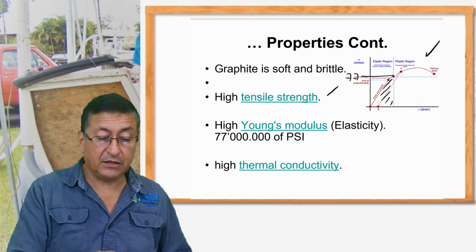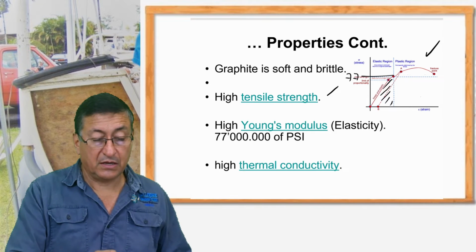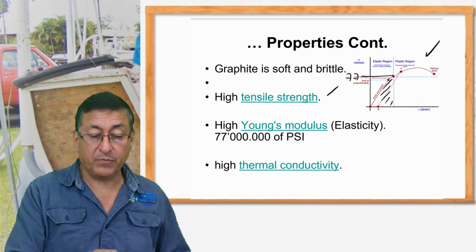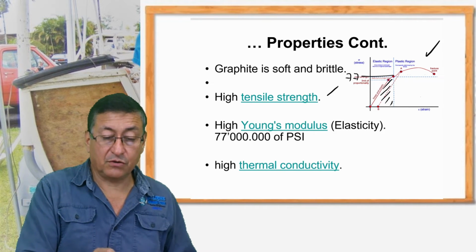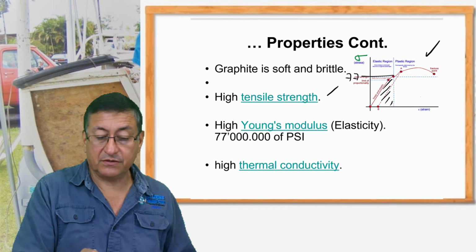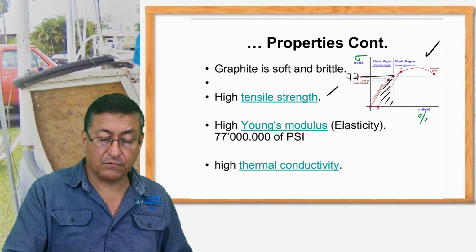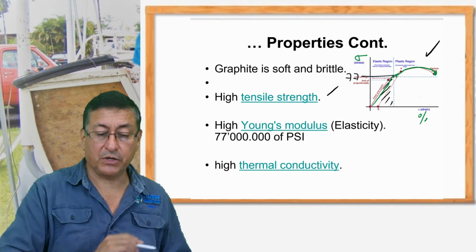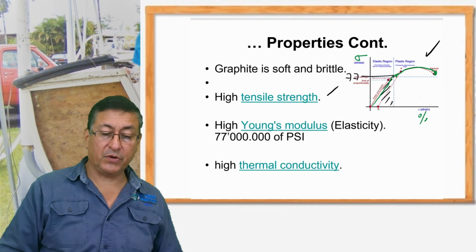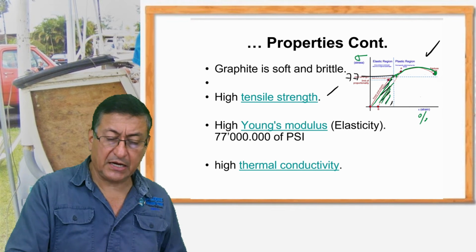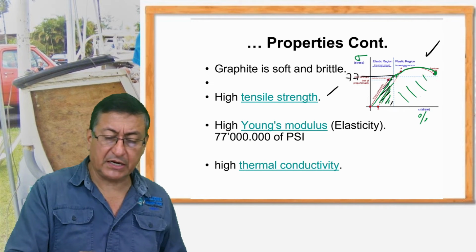And yes, this is the typical curve that I explained before. The high tensile strength is around 77 million psi. This is the curve of stress versus deformation, and this is the fracture point. It's exactly the same as the previous one, and this is the elastic area, and this is the plastic area.